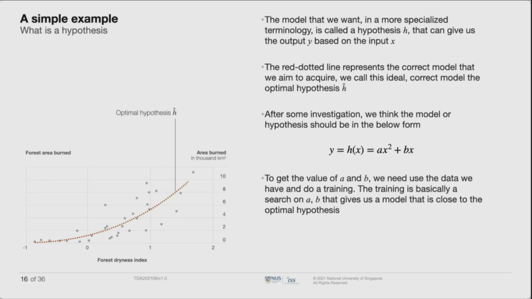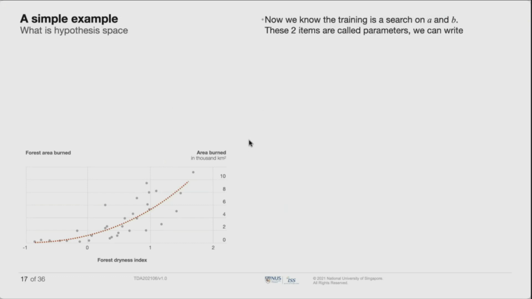In other words, training a model is basically doing a search on A and B. That gives us a model that is close to the optimal hypothesis H hat. So now we know when we do training, we are looking for the magic numbers for A and B. These two items, A and B, that will give us a complete function, a complete hypothesis, are called parameters.